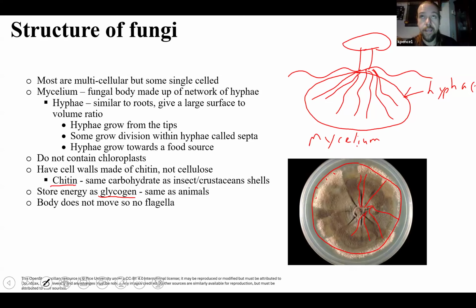So chitin is a carbohydrate very similar to what's in insect husks. So insects are actually very nutritious. Their husks are loaded with carbohydrates. Same thing with these cells inside the fungus. They have cell walls like plants, but the cell walls are made of chitin, not cellulose.